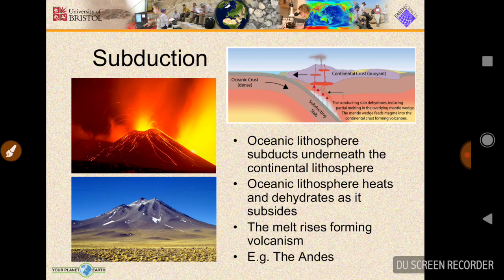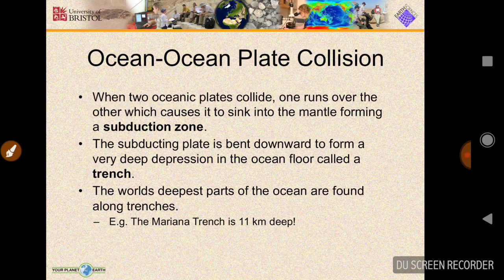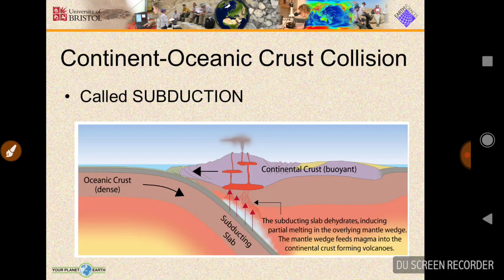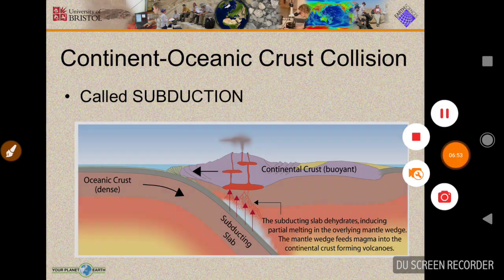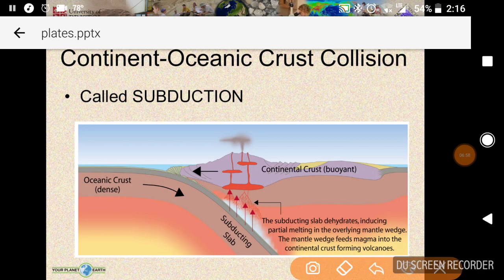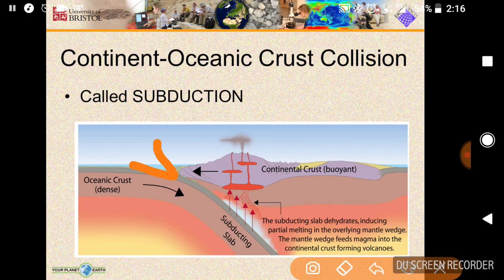Oceanic lithosphere subducts underneath the continental lithosphere. Oceanic lithosphere heats and dehydrates as it subsides. The melt rises, forming volcanism. The example they give here is the Andes. That's another thing to remember when you have continent-to-oceanic crust collision. You have volcanoes forming. This is also where you'll see trenches. Trenches form here in this area.